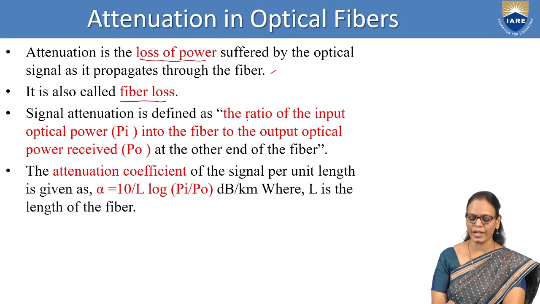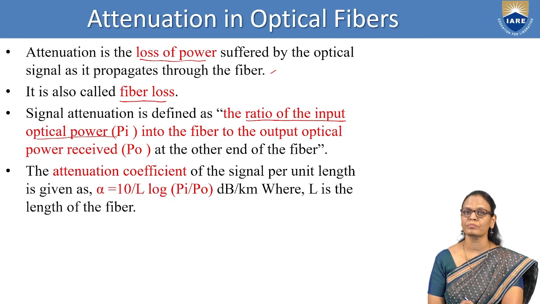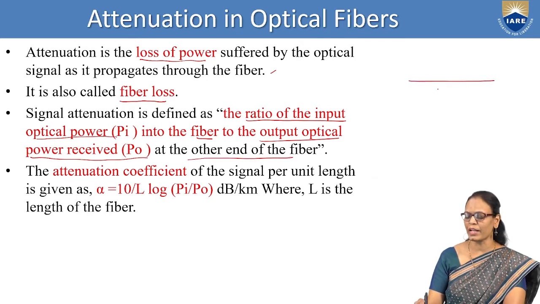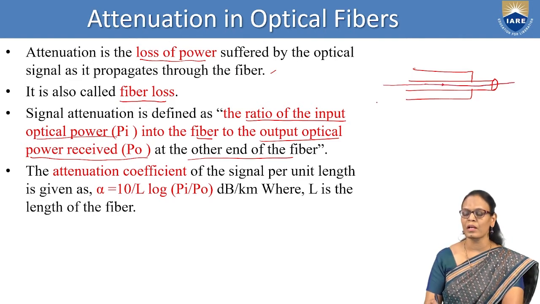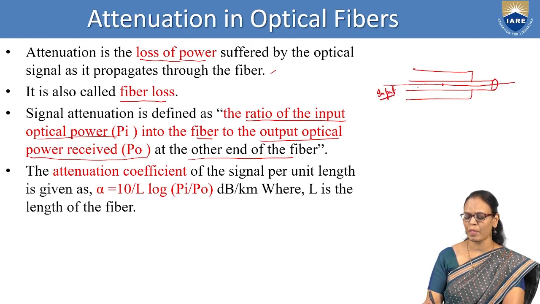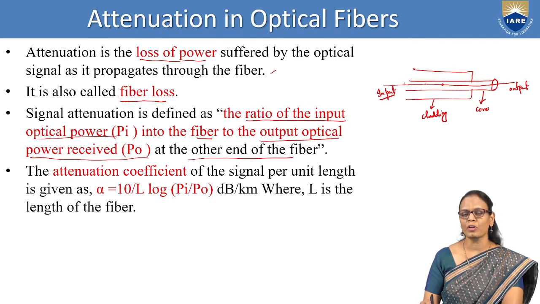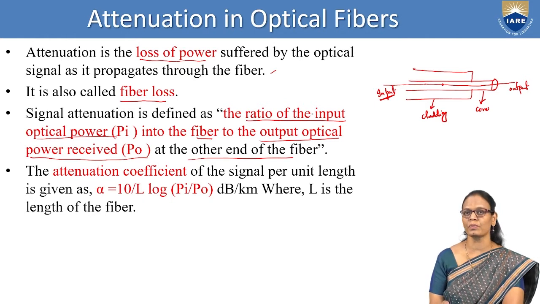So signal attenuation is defined as the ratio of input optical power into the fiber to the optical power output at the other end of the fiber. If we consider an optical fiber, we will have the core and the cladding. We will launch a signal in single mode, which we have seen travels in a straight path. Here we are giving the signal; this is the input and here we get the output at the other end. This is the core and this is the cladding. So when the signal is put inside the optical fiber, we call it the input and this is the output for the signal. It is defined as the ratio of the input optical power Pi to the optical power output P0.